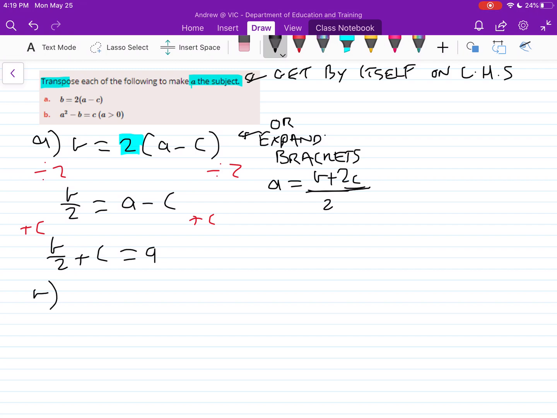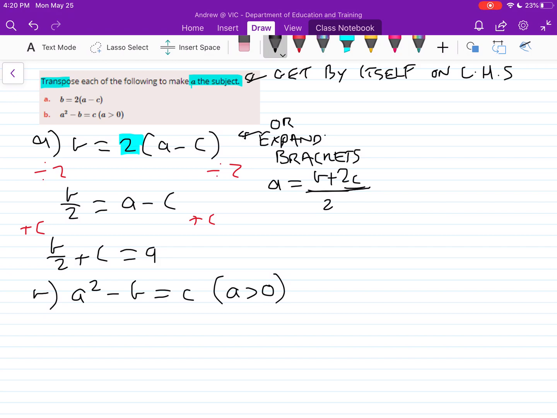Okay, so for b here, we've got a squared minus b is equal to c. And they've just got a is greater than 0. Okay, so with this, the reason they've got a is greater than 0 is because we're going to have to do a square root here.